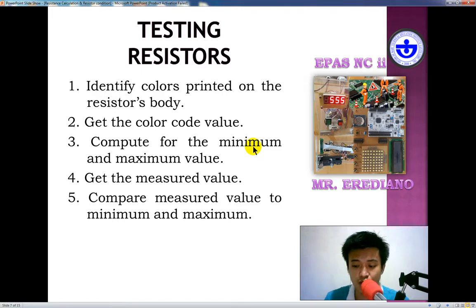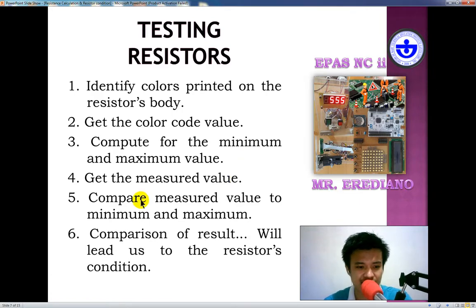So you are now to compare the minimum and maximum value towards the measured value. That's why you need to calculate or compute for the minimum and maximum value, because you will be needing it to identify the condition of your resistor, because you are going to compare the measured value. So from number 3, you are to compute minimum and maximum value. Then once you get already the measured value, then you are going to compare, because these are the two data that you need to have for you to identify the condition of the resistor.